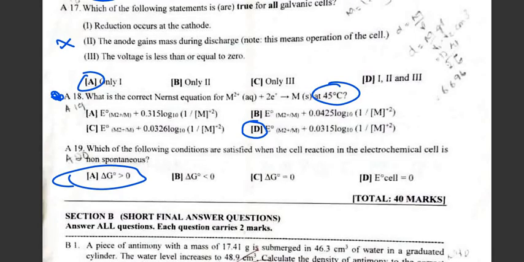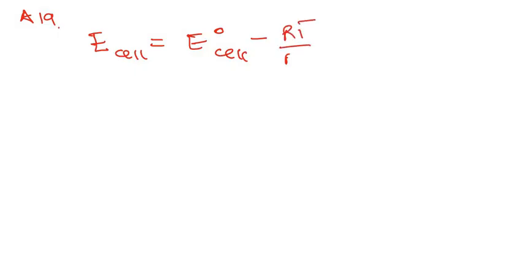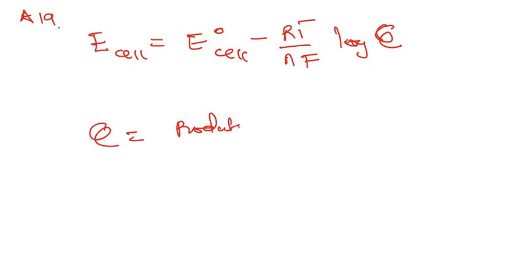So number A19, we're given an equation. This is the equation that we're having here. They're asking, what is the correct Nernst equation for this expression given here? The Nernst equation is simply going to be E cell equals E cell at standard conditions minus RT over the number of electrons times Faraday's constant, then ln or log, depending on the base you are using, of Q, where Q is the ratio of products over reactants.